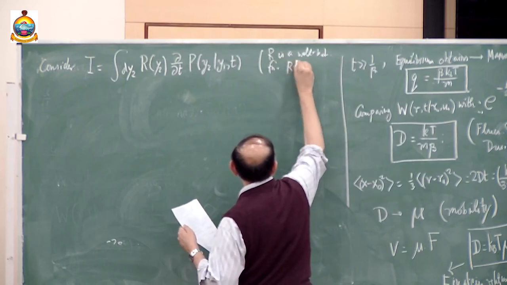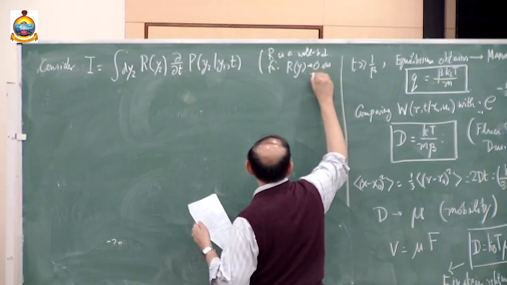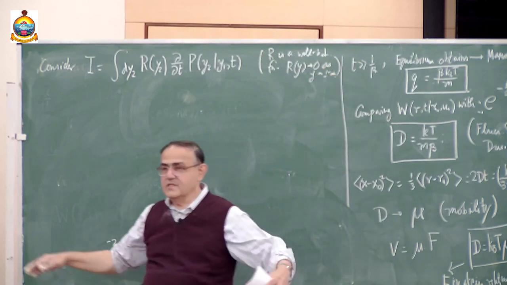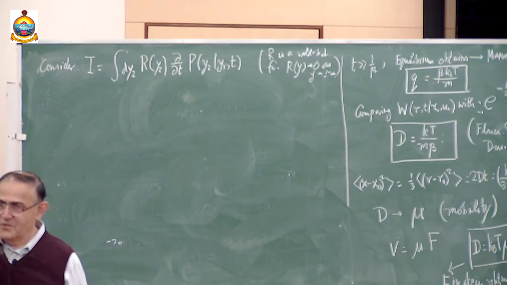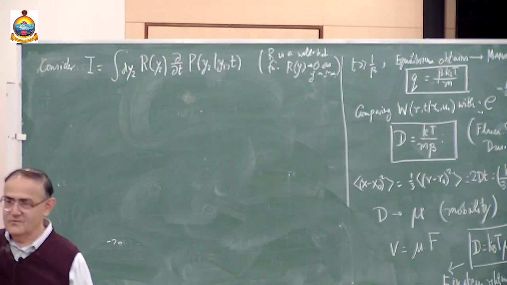Well-behaved will mean that R of y will go to 0 as y goes to plus or minus infinity. So it is well-behaved, it is bounded. Its operational role will be that the boundary terms when you integrate by parts will go to 0.